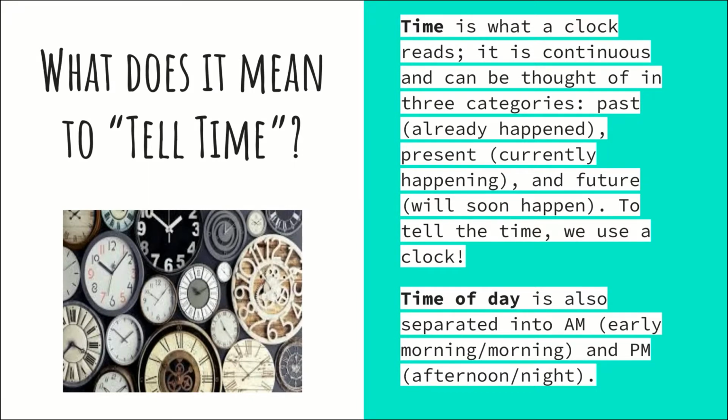It's also important to remember that there are 24 hours in a day, and so time of day is separated into two halves, right? There's AM, which is early morning, and there's PM, afternoon and night. So there are 24 hours in a day, 12 of those hours are AM hours, 12 of those hours are PM hours.